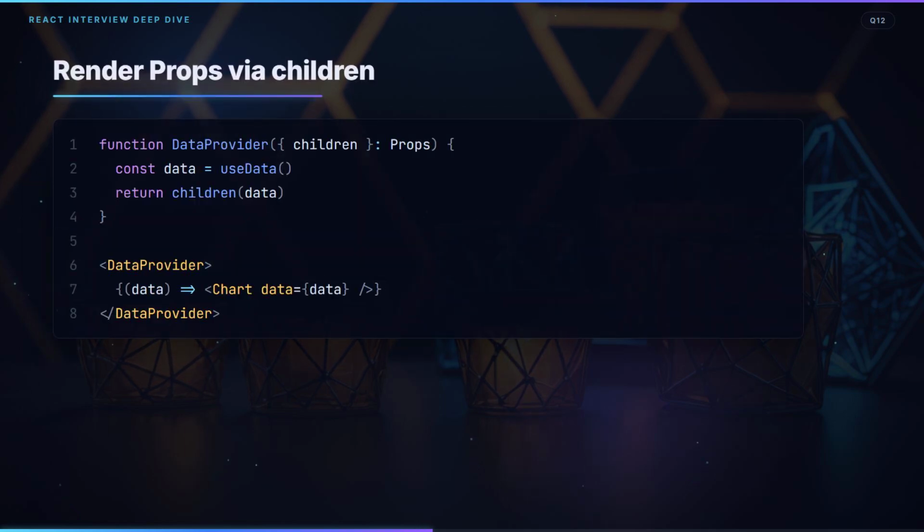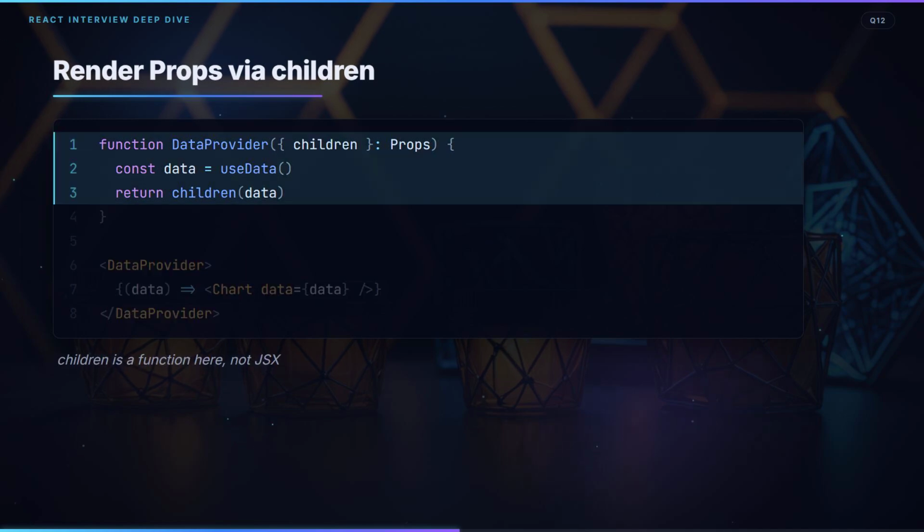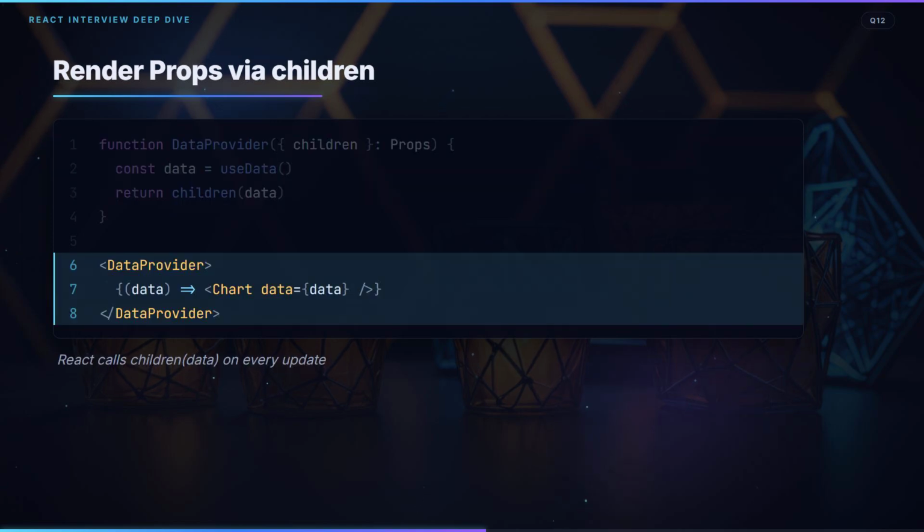Now an advanced pattern, render props via children. Here children is not markup, it is a function. Data provider calls children as a function, passing it fresh data. It is a powerful pattern, though today it is often replaced by custom hooks.